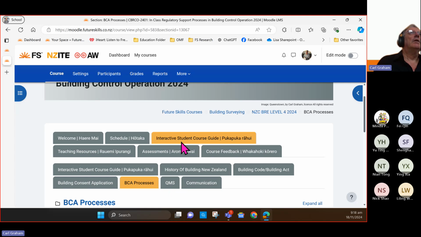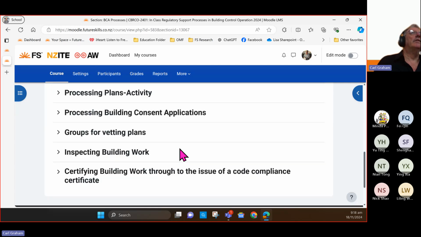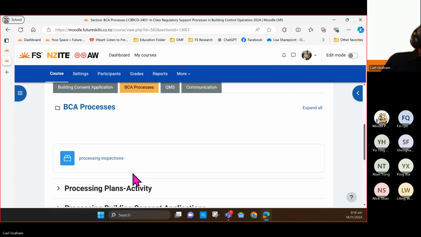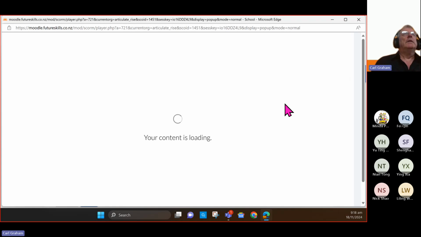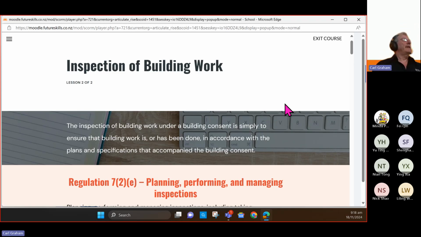So if I press on that, why isn't it processing and inspection? Okay, check that. Because when you've done a few of these, you forget which ones you've done. Morning.